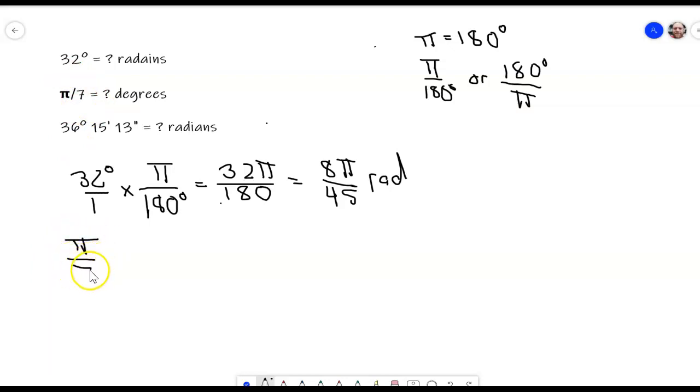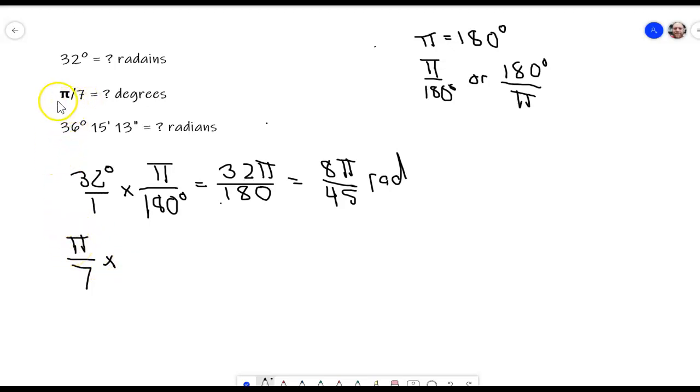Pi over 7. Excuse my ugly pi. Let me fix that pi up a little bit for you. So we're going to start with pi, and we're going to multiply. So notice we started with the pi on the top.